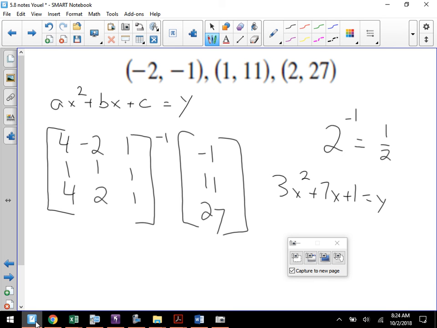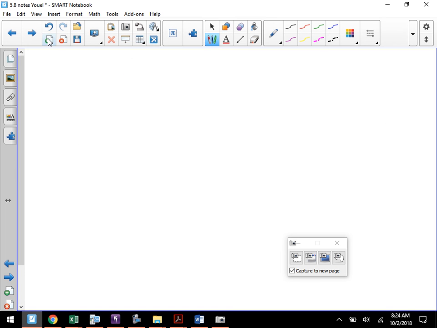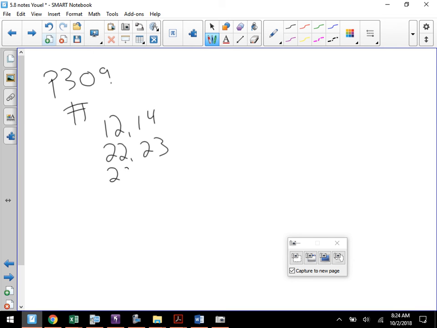I don't remember if I've already put the PDF file online off the top of my head, but I'll double check it in a second. It's going to be on page 309. Let's do 12 and 14. 22 and 23. 29 and 31. We'll do 2 of each style.